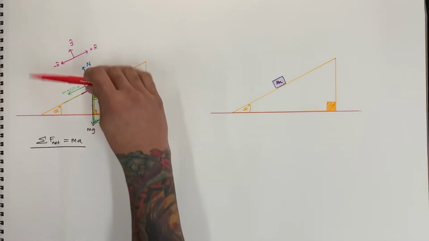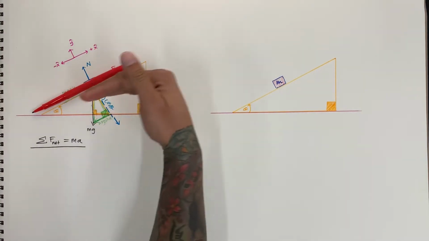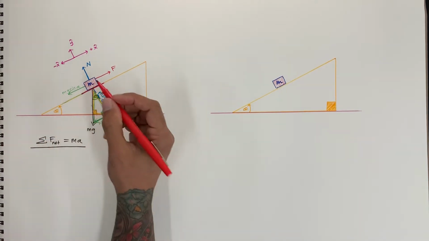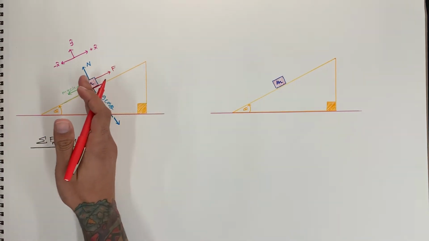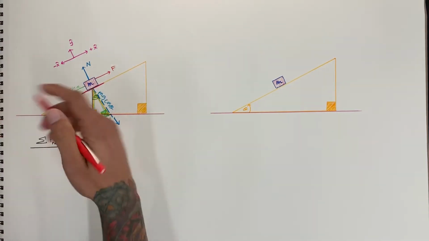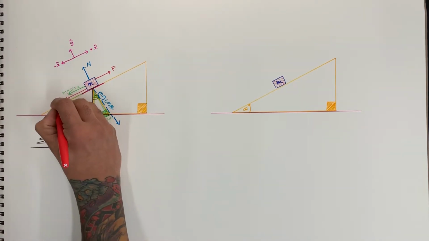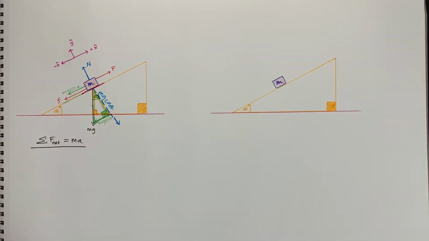And friction is always going to oppose the motion, right? Friction wants to slow you down, and so it's always going to oppose the motion. If the box is going up, friction is going to go in the opposite direction. So we're going to draw this arrow here that represents friction with the lowercase f.